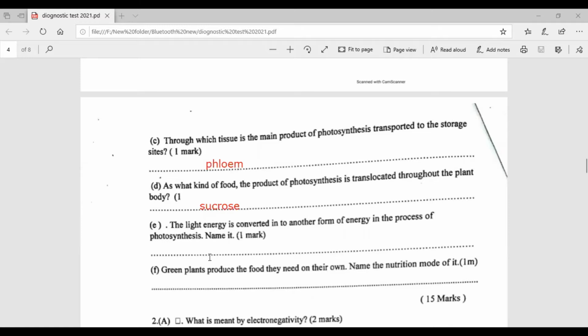The light energy is converted into another form of energy in the process of photosynthesis, name it. Light energy is converted into chemical energy. F part, green plants produce the food they need on their own. Name the nutrition mode of it. We call it the autotrophic mode of nutrition.